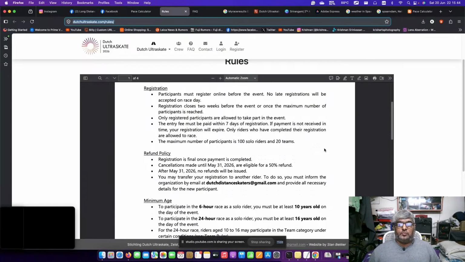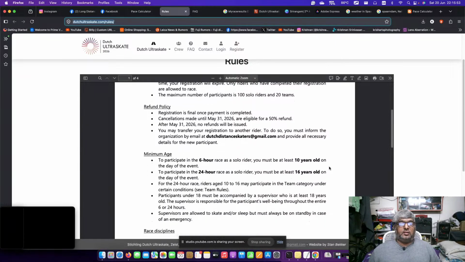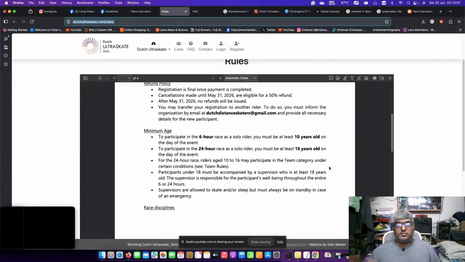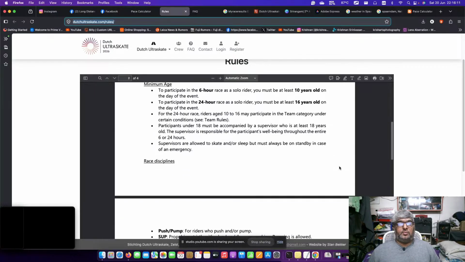Participants must register online. Registration closes in 2 weeks once it is open. The entry fee must be paid in the first week. They have mentioned the maximum number of positions, and cancellations and all that. If you can transfer spots between participants, you can do that. Those things are mentioned here. Minimum age is 10 years old for the 6 hour ultra skate. For 24 hours, 16 years old is the minimum age.